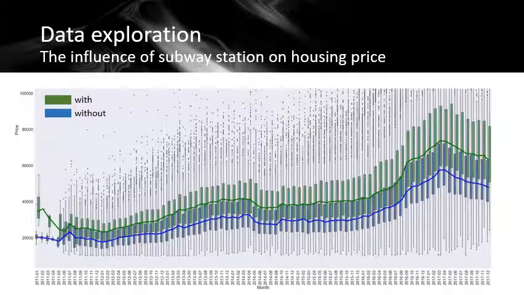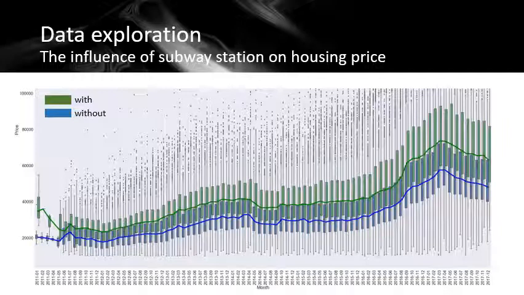Then we want to see the influence of some specific attributes on housing price. First is the influence of subway station on housing price. By common sense, we assume that in metropolitans, whether a house is close to a subway station or not greatly influences its price, since the existence of a subway station provides travel convenience for residents. Here we plot out the housing price with or without subway stations nearby throughout the months from 2011 to 17, and we found that this assumption is true.